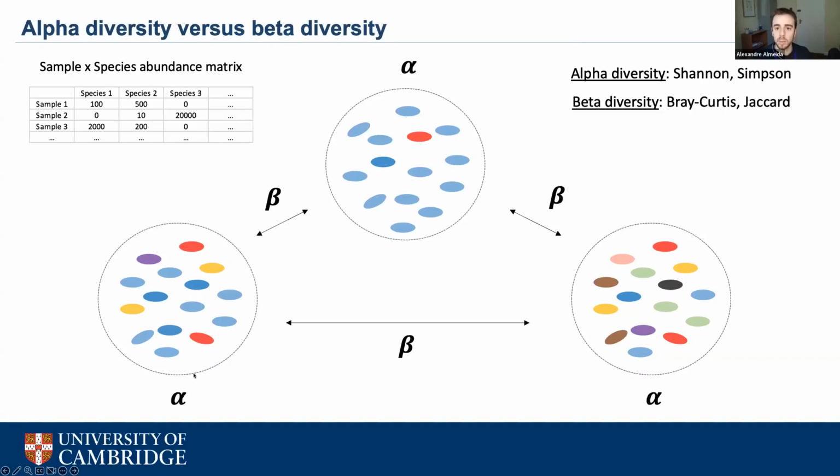Alpha diversity essentially means looking at the diversity within each sample individually, so looking at the level of richness and evenness: how many species you have in your sample and how evenly distributed they are. You can use a metric like Shannon and Simpson to estimate that. But then you have beta diversity, which is essentially comparing the diversity between different samples to see what the differences are between them. So in terms of the overall composition of the microbiome, how different is this sample from that sample? You can calculate that using distance measures like Bray-Curtis and Jaccard.